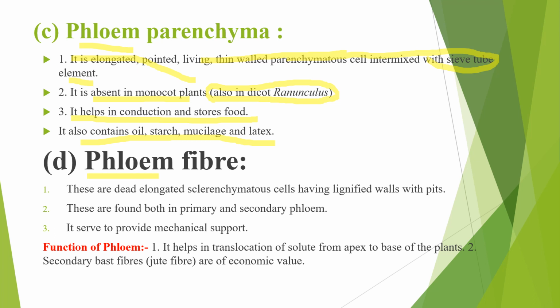Then phloem fiber, these are dead elongated sclerenchymatous cells having lignin in their wall with pits. These are found both in primary phloem as well as secondary phloem. It serves to provide mechanical support to the plant. What is the function of phloem? It helps in the translocation of solute from the apex to the base of the plant. And secondary bast fiber or secondary phloem, which is present in jute, is of economic value.